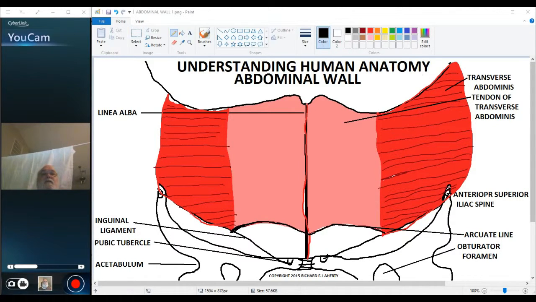Welcome back to Understanding Human Anatomy and part 2 of the abdominal wall. We'll continue our discussion with the second layer of muscle in the abdominal wall, and that is the internal oblique muscle. And the internal oblique is so named because the muscle fibers run at an oblique angle. In other words, they run at an angle to horizontal and vertical, somewhere in between.